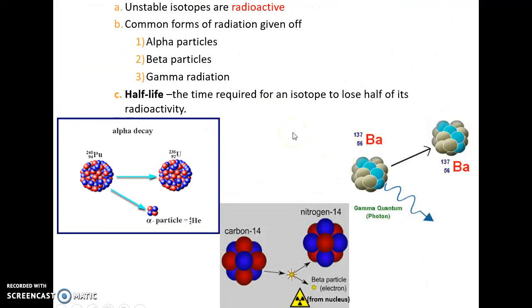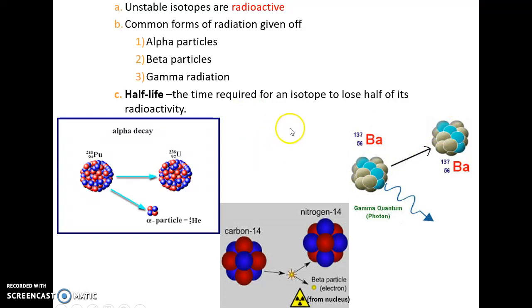Some isotopes are radioactive and unstable, and they break down, and when they break down, they release radiation. This can be alpha particles, where the isotope loses 2 protons and 2 neutrons, changing it to a different element. It can be beta particles, where the nucleus gives off an electron. That will also change it to a different element. Or it could be gamma radiation, very dangerous. That is just pure energy and doesn't change the element that isotope is.